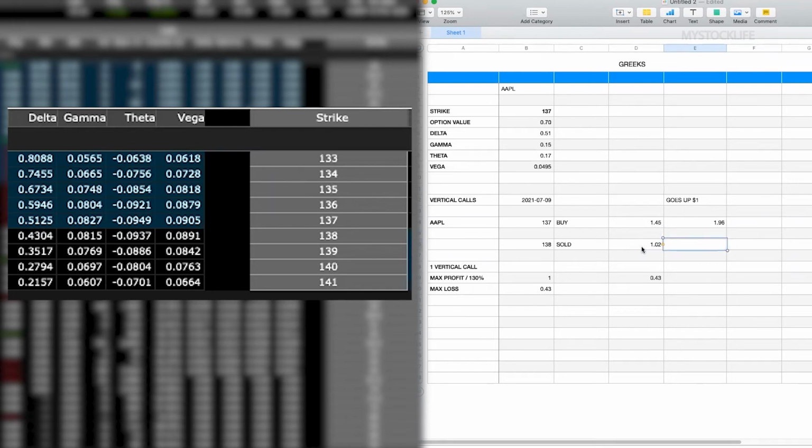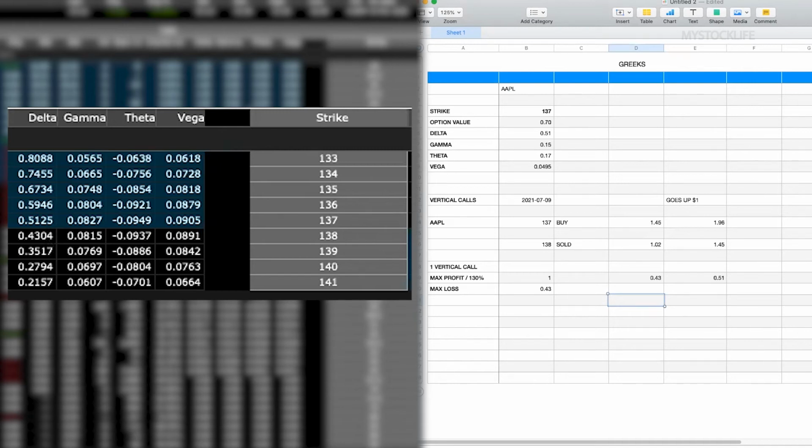Now what's the price of the 138? We sold it at $1.02, and the delta on this is 43 cents, right? So this equals 1.02 plus 0.43, $1.45. Now let's see the difference here. 1.96 minus 1.45, our spread value is 51 cents. Make sense? Another way of calculating this is just looking at 51 cents minus 43. So every $1 that Apple moves up, you'll bank 8 cents on the spread.